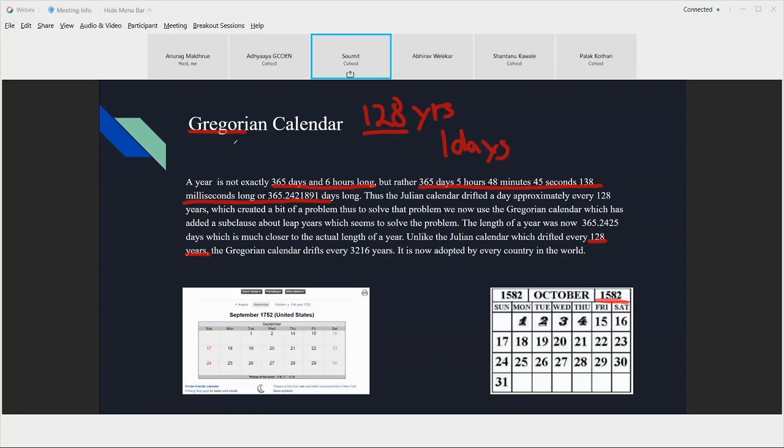So what the Pope did was he accumulated all his scientists and all the mathematicians of the Pope friendly countries, and decided to calculate how many days we have in a year. And they came to a better approximation of 365.2425 days, which is better than the Julian estimate of 365.25, but it is not enough.